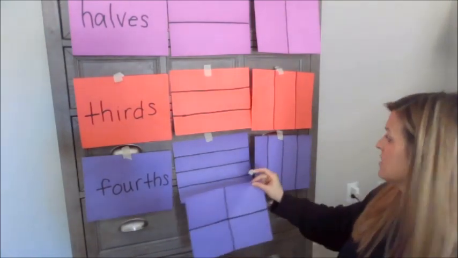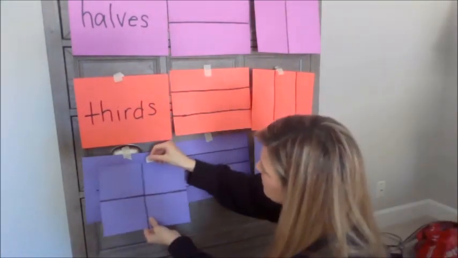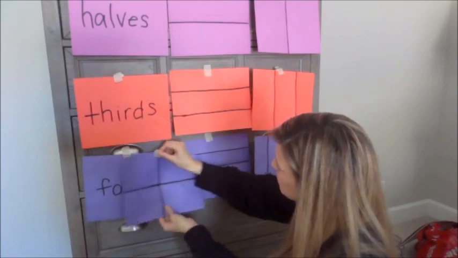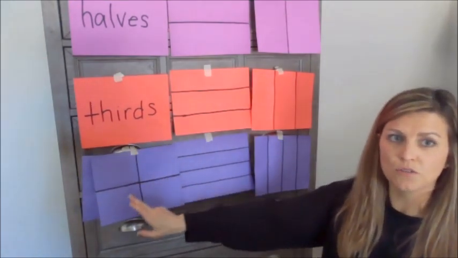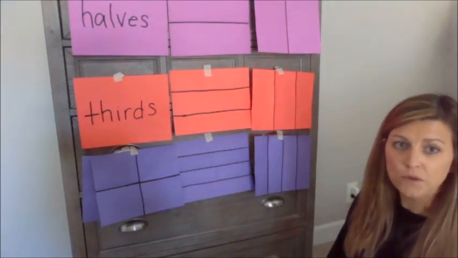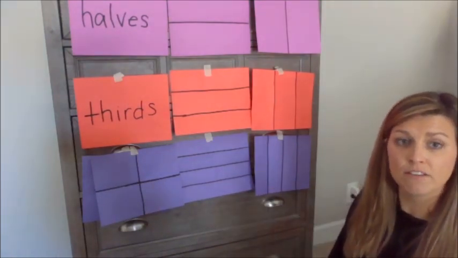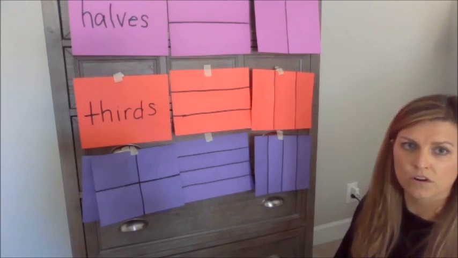Can you guys see that? I'll put it right over, let's put it right here. So you have 1, 2, 3, 4. So there's 3 different ways that you can divide a rectangle into fours.